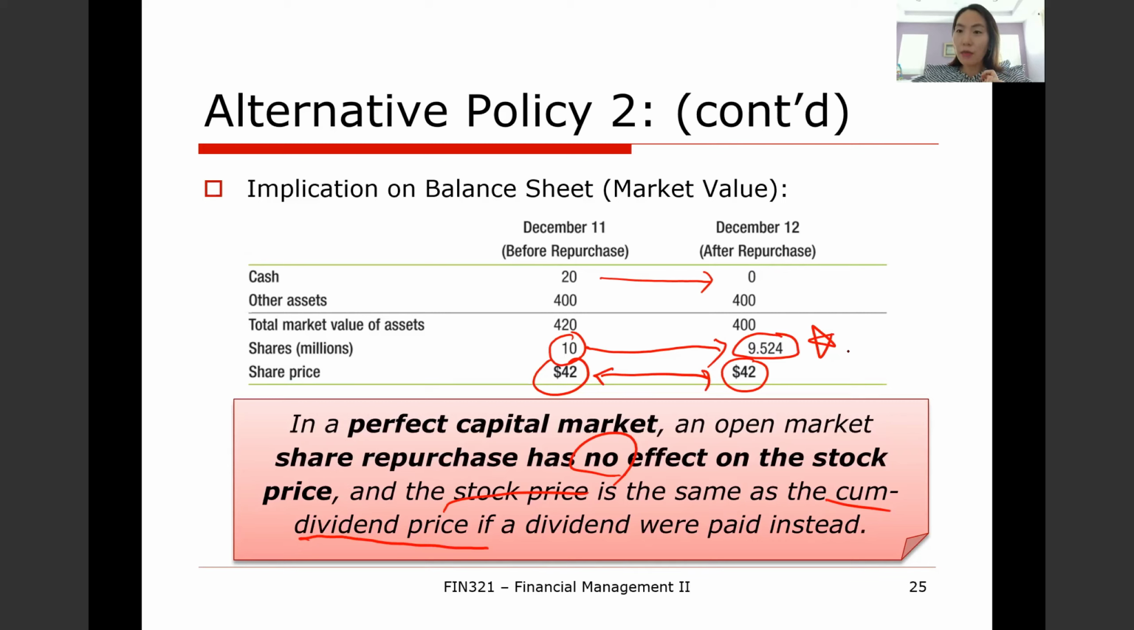Outcome 2. In a perfect capital market, if stock repurchases are done instead of the cash dividend, the stock price is not affected. And that price is the same as the ex-dividend price if the dividend were paid instead. So it looks like if the dividend is paid, the stock price drops, and if the repurchase is done, the stock price remains the same. So which one would you prefer?